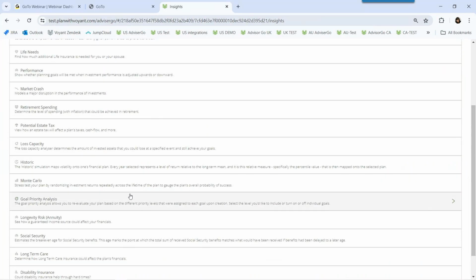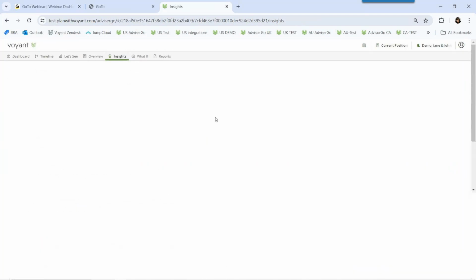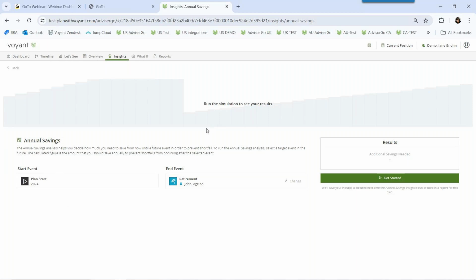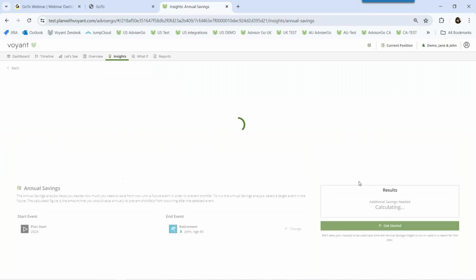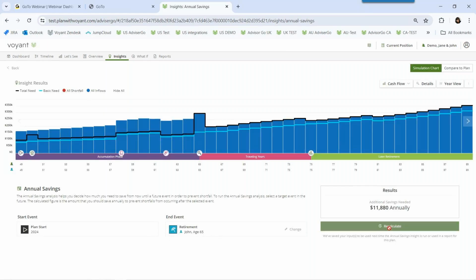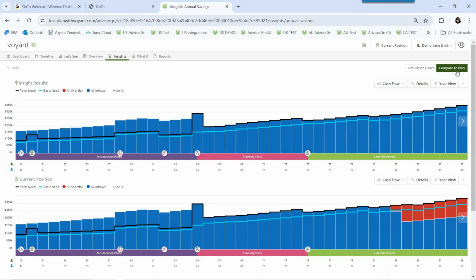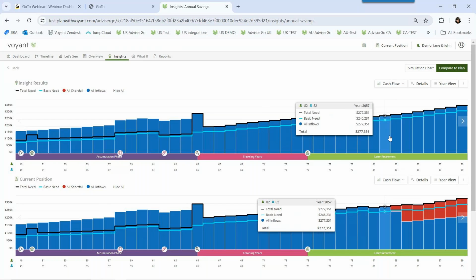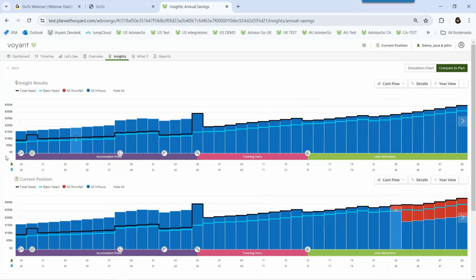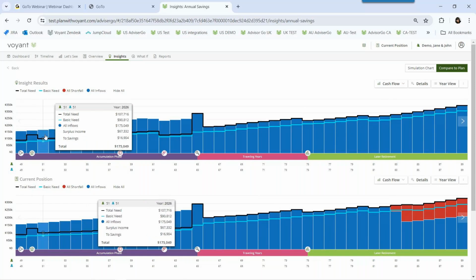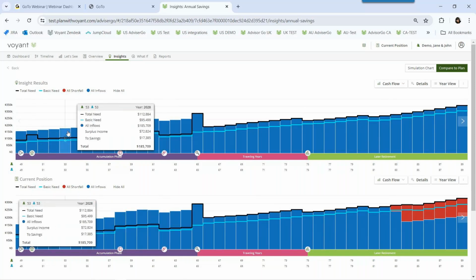You could also take a look at their annual savings. We saw quite a bit of surplus in the pre-retirement years. So how much more do they need to save annually between now and retirement to get rid of that shortfall in the future? Let's run this with the client so they can visually see how that might help them. 11,880 is the value that we're given. And if we compare that to the plan that they are in today with their current position, you can see how that buys them a lot more peace of mind in the later years. And they still are estimated to have quite a bit of shortfall or surplus to work with in their pre-retirement years.